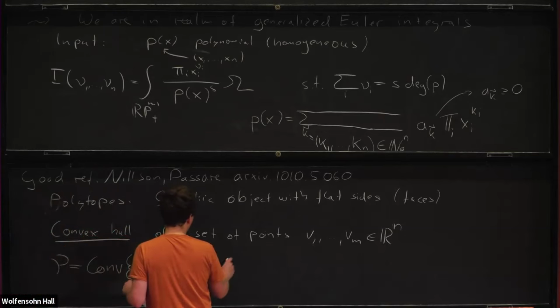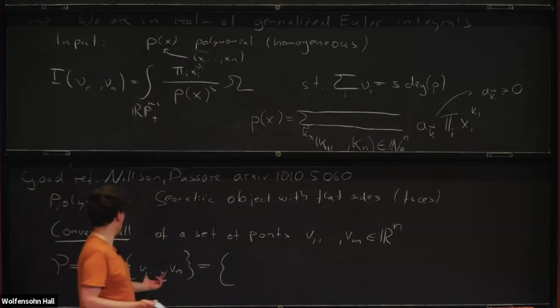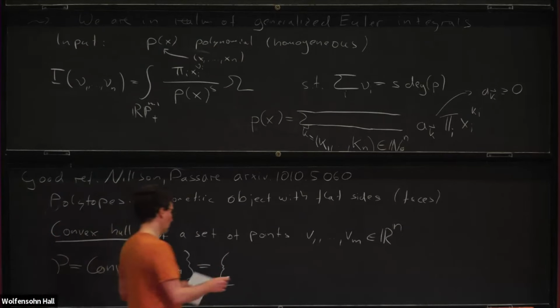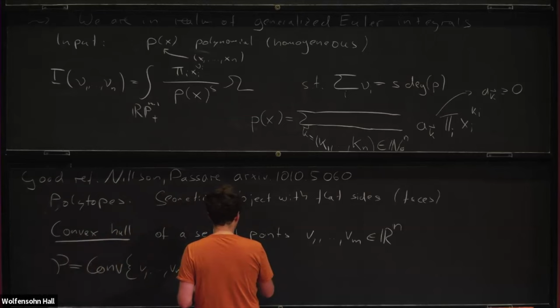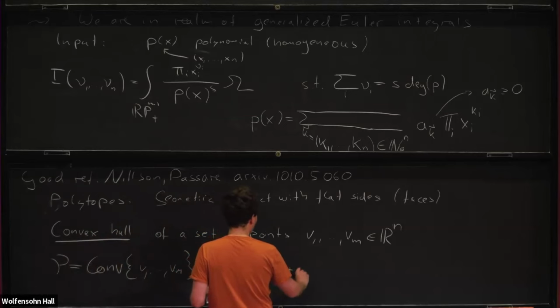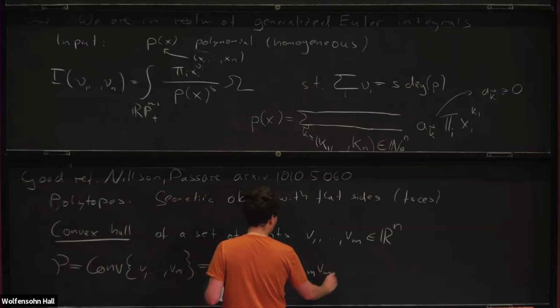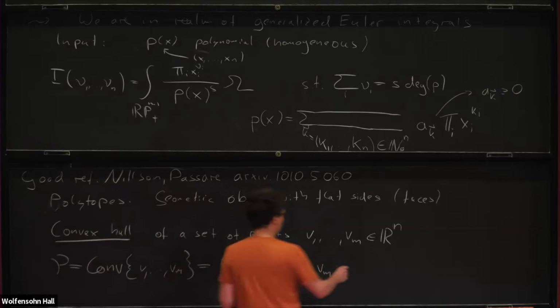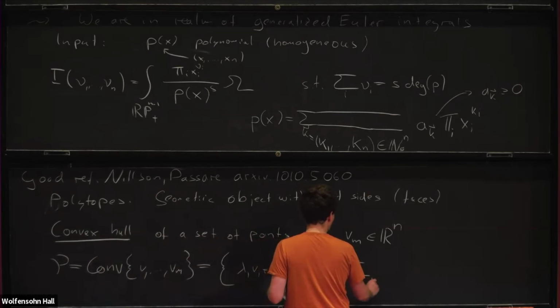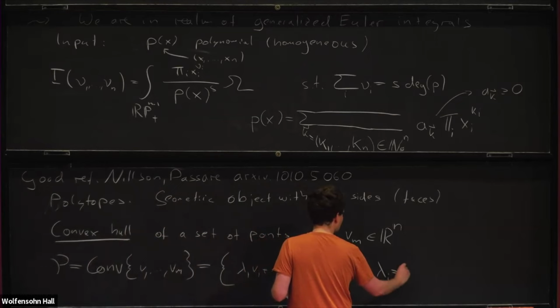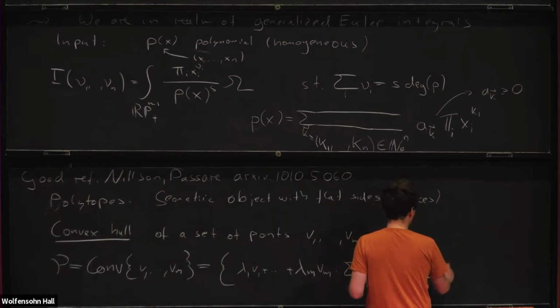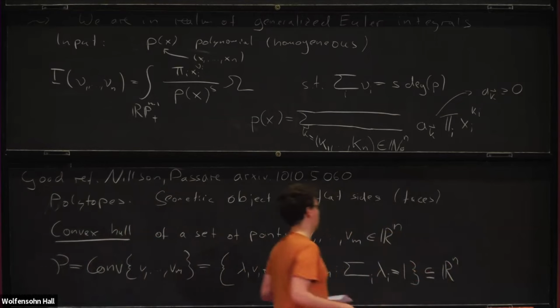And this is just the set that is swept out by all linear combinations of these points in Rn, where the coefficients sum to 1. So we take linear combinations of these points, but we only sweep over all coefficients that form a simplex or just sum to 1. And this is going to give us a subset of Rn, and this is going to be a nice polytope.